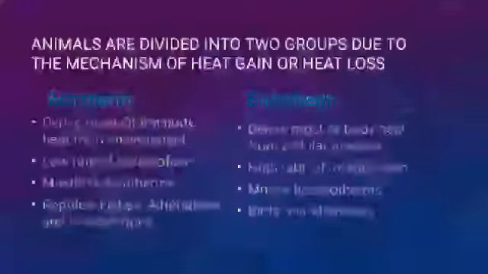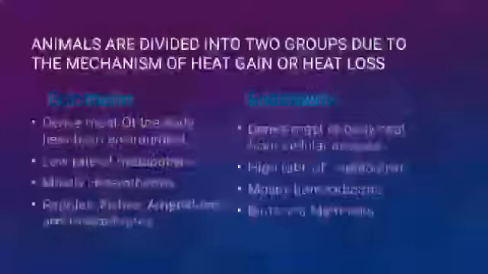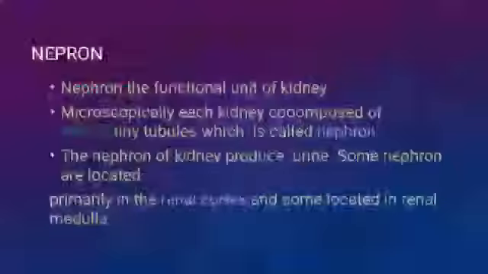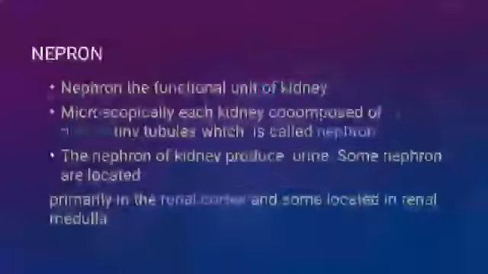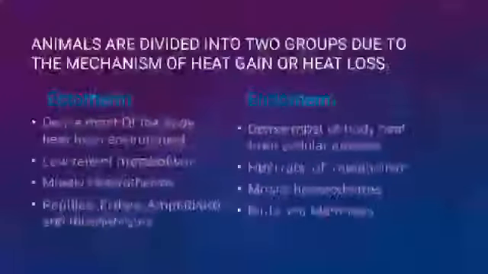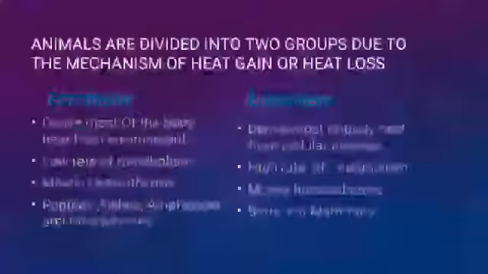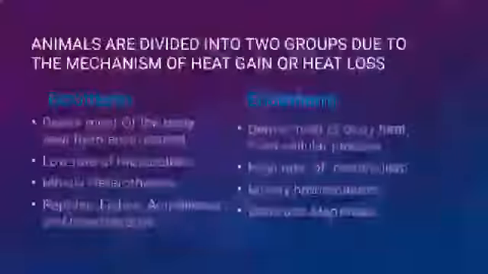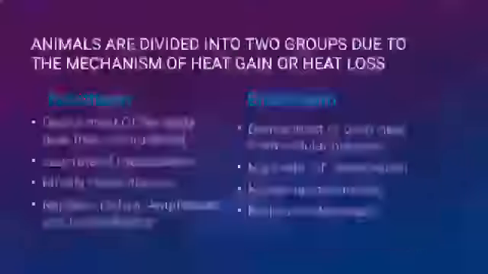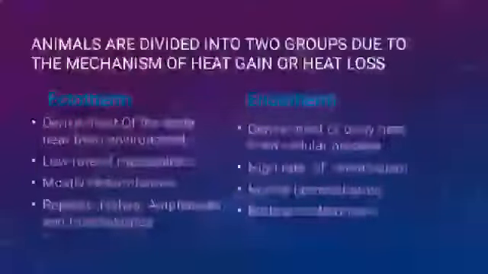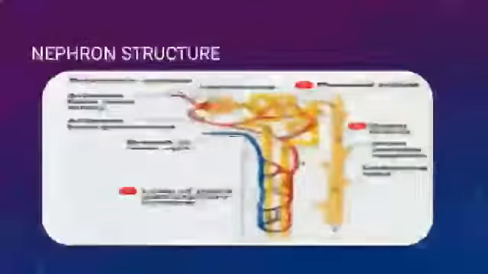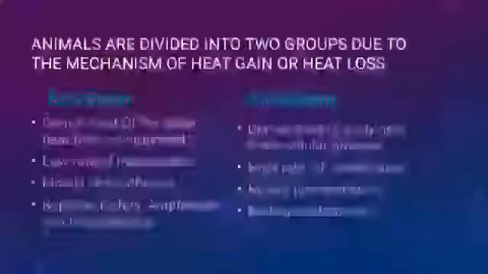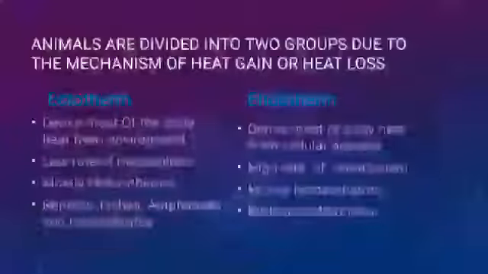Then, the nephron, the functional unit of the kidney. Microscopically, each kidney is composed of about 1 million tiny tubules called nephrons. The nephrons of the kidney produce urine. Some nephrons are located primarily in the renal cortex and some in the renal medulla. This is the structure of a nephron, which consists of the distal tubule, collecting duct, loop of Henle, branches of the renal vein, glomerulus, and then the proximal tubule.